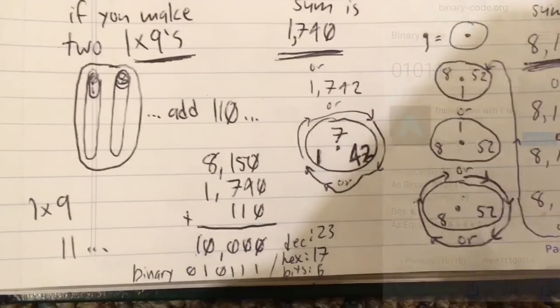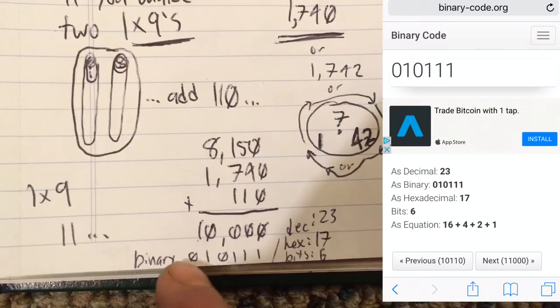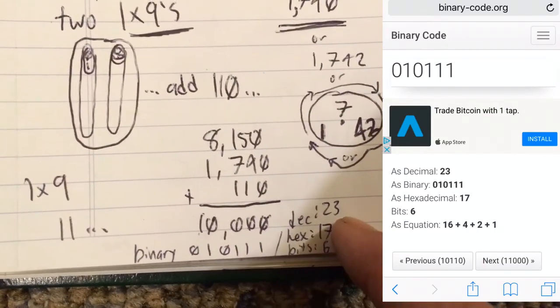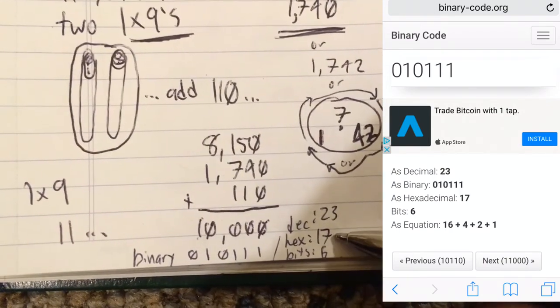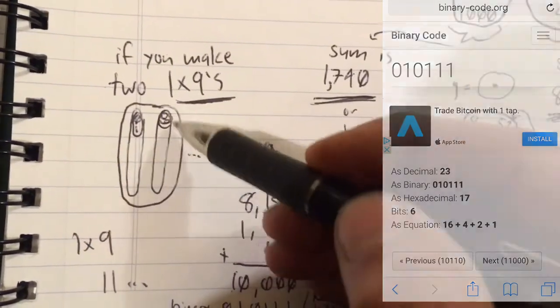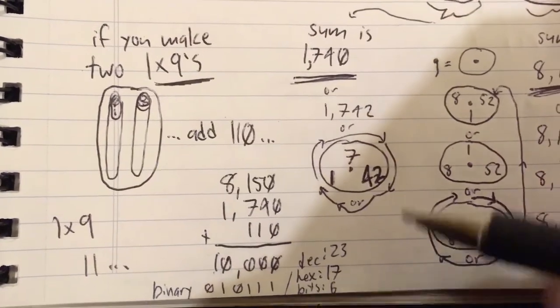Now 10,000, if we look at it backwards, because I think a 1's a 0 and a 0 is a 1, this is actually written 0, 1, 0, 1, 1, 1, okay? I looked that up in binary, it's the decimal 23rd character. Hexadecimal 17 and 6 bits, okay? You see you're using two 1 by 9s to make an 11, you know, your 911, okay?